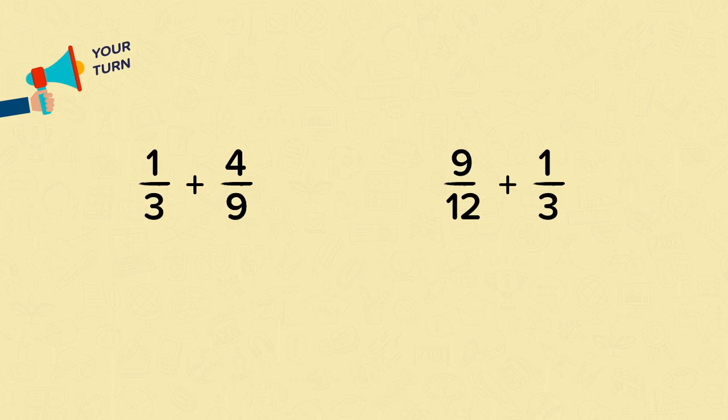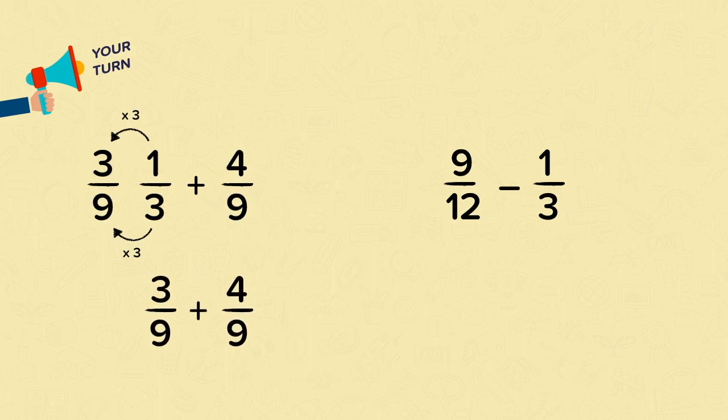For the first question, well done if you remembered to convert one of the fractions in order to make both of the denominators the same. You should have converted 1/3 into 9ths by multiplying the denominator and the numerator by 3. 1 times 3 equals 3, so the equivalent fraction to 1/3 is 3/9.